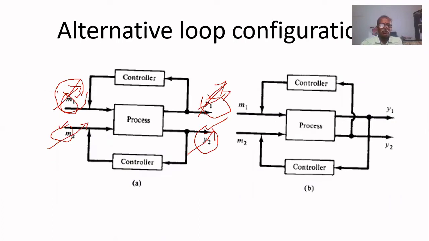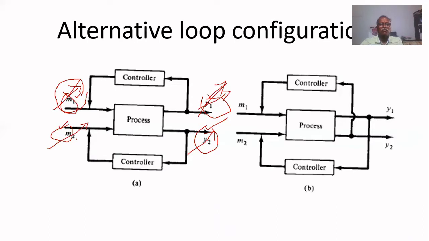First thing is, it should give minimum interaction with the other loops. At the same time, it should have very effective control over the variable for which it is manipulated. Suppose M1 has very good control over Y1, but it has minimum interaction with Y2, means M1 can be selected as manipulated variable for Y1.